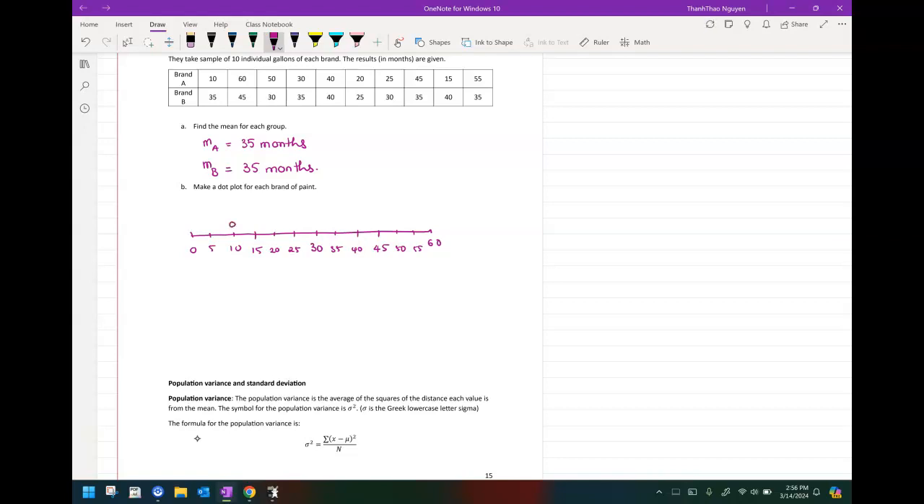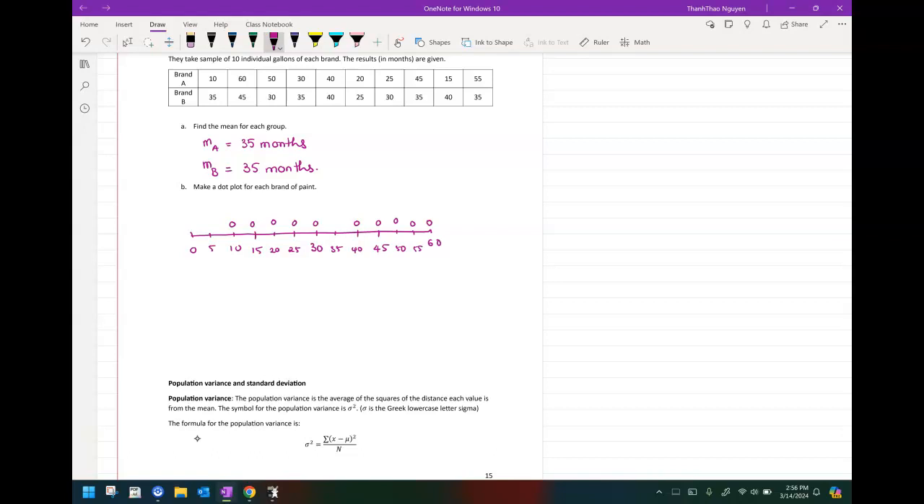Okay, so for brand A, we have 10 values. The first dot, 60, 50, 30, 40, 20, 25, 45, 15, and 55. So it looks like there's not really much of a spread here, right? It's kind of everywhere.